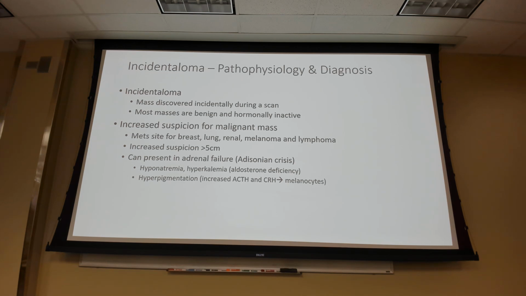If they're symptomatic or have hormone-secreting tumors, then we look at treatment and possible removal, which we'll talk about. But you can also get metastases from the breast, lung, renal, melanoma, lymphoma. We get concerned depending on the size of it; over 5 centimeters increases our suspicion that there can be malignancy. We also have to evaluate their adrenal function, so we worry about Addisonian crisis. And then we can have a derangement of multiple electrolytes if anything is abnormal.